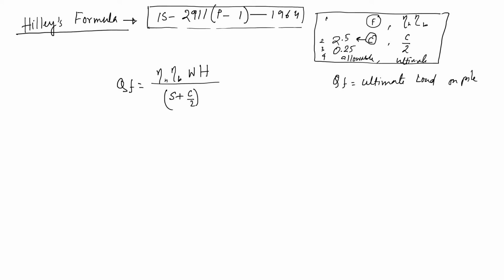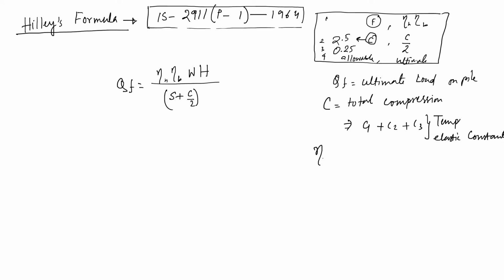but here C equals total compression. It is not your empirical constant. This is equal to C1 plus C2 plus C3. What are C1, C2, C3? They are temporary elastic compressions. Now I talk about what is eta H, that is the efficiency of hammer, and eta B is the efficiency of hammer blow.